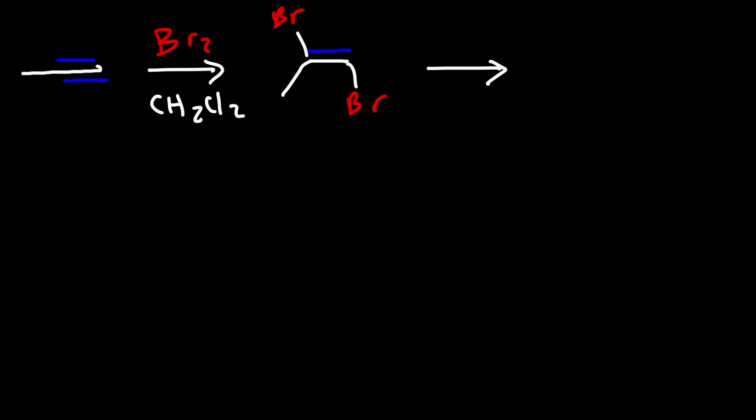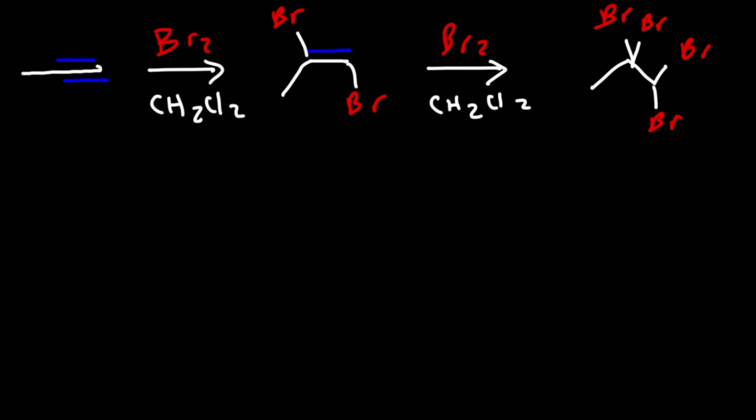Now, if we repeat the process, the alkene will go to an alkane. So we're going to have 4 bromine atoms added in total. So that's the end result of reacting an alkyne with bromine using 2 equivalents. For each equivalent of bromine that you add, you're going to lose a pi bond.